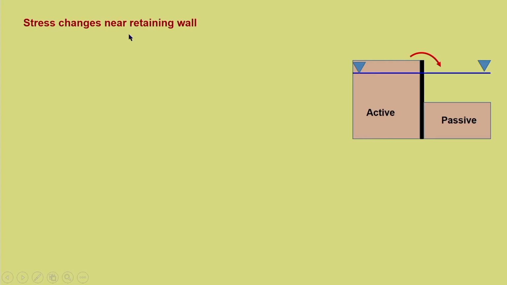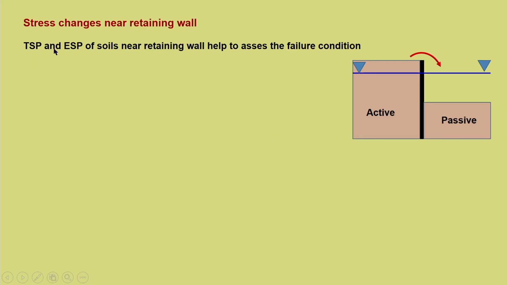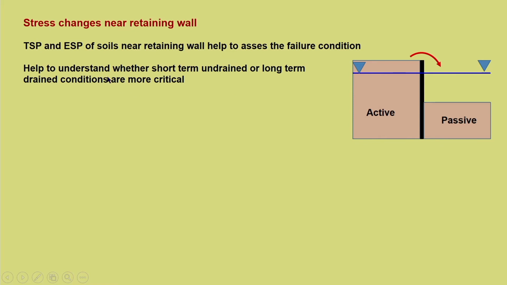Now, let us see another example wherein we talk about stress changes near a retaining wall. Retaining walls, all of us know, can generate movement, and because of this movement there can be failure due to active or passive condition. Please refer back to the undergraduate portion for understanding this better. Now, the TSP and ESP of soils near a retaining wall will help to assess the failure condition, and help to understand whether short term undrained or long term drained conditions are more critical.